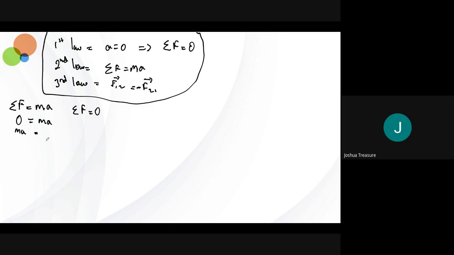ma equal to zero. Now, what is the formula for acceleration again? Change in v over change in t. This is essentially vf minus vi over t, right? So therefore, let's put this here. Change in v over change in t is equal to zero.